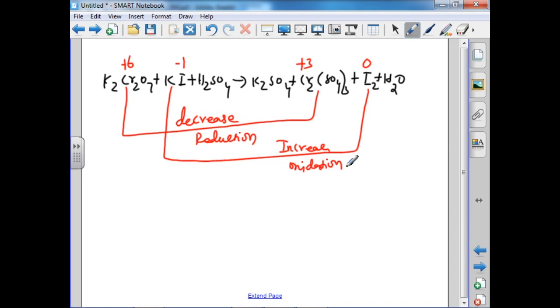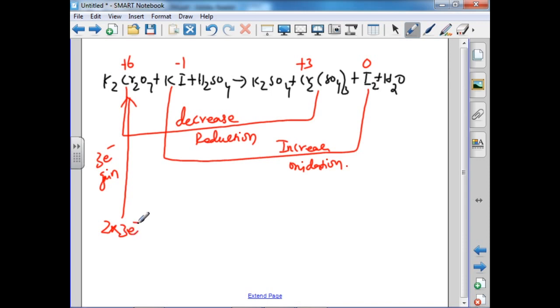The oxidation number of Cr in K2Cr2O7 changes from plus 6 to plus 3, so 3 electron gain. How many chromium atoms are present in K2Cr2O7? 2 atoms. So 2 into 3 electron gain, that is 6 electrons.